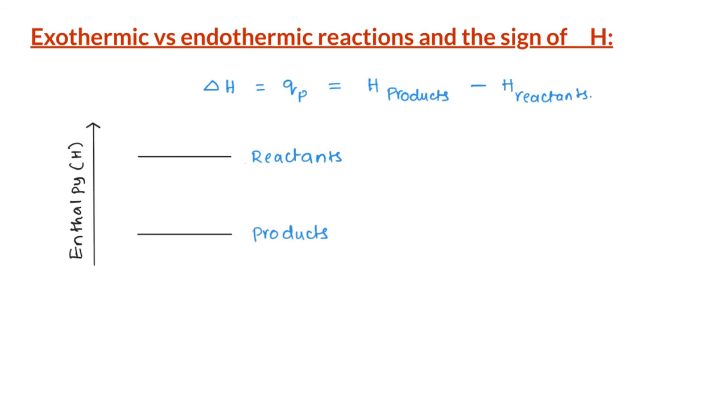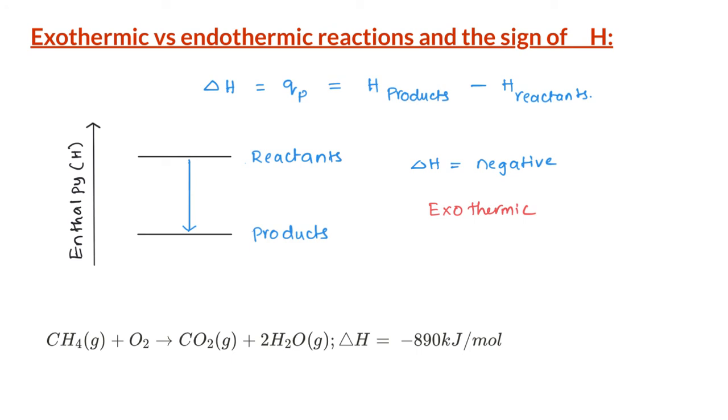Conversely, if the total enthalpy of products is less than the total enthalpy of reactants, then delta H is less than 0 and the reaction is called an exothermic reaction. An example of an exothermic reaction is combustion of methane, in which 1 mole of methane gas reacts with 1 mole of oxygen to form 1 mole of carbon dioxide and 2 moles of water. For this, the enthalpy change is minus 890 kilojoules per mole of methane reacted, which means the combined energy of all the products is lower than the combined energy of all the reactants by 890 kilojoules.